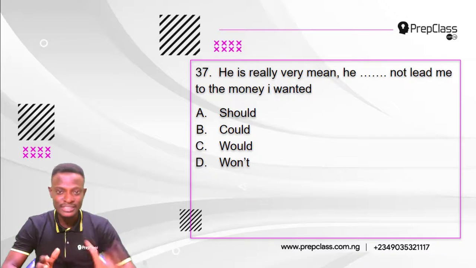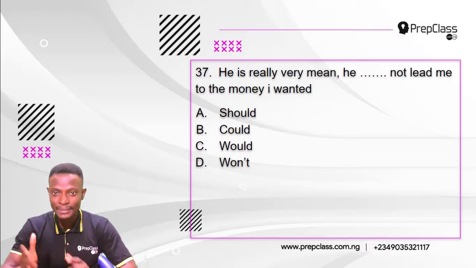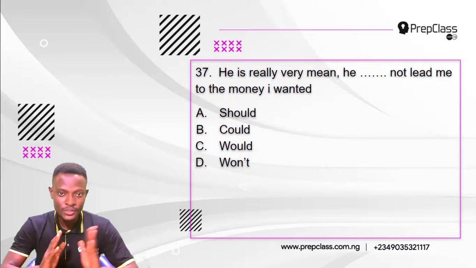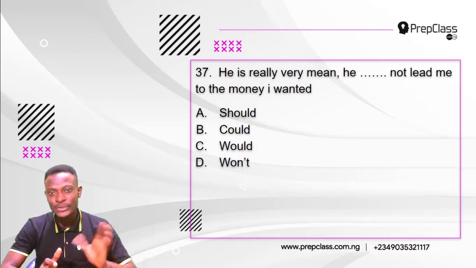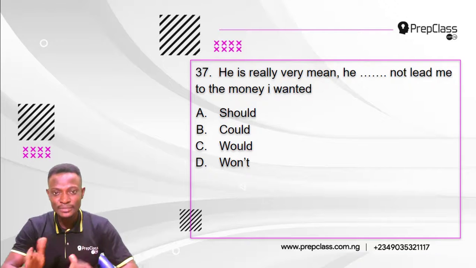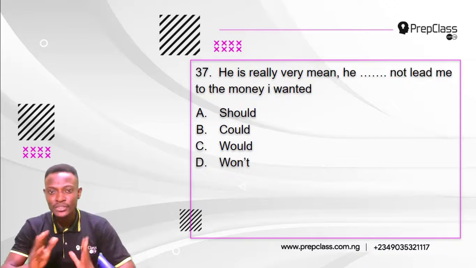Remember, we are to select the option that best completes the gap in this sentence. Question 37 reads: he is really very mean. He dash not lead me to the money I wanted.